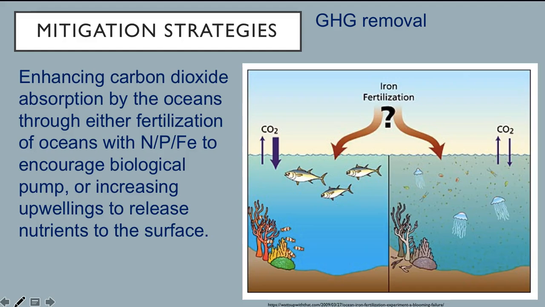Another mitigation strategy is to enhance carbon dioxide absorption by the oceans through either fertilization of oceans with nitrogen, phosphorus, or iron to encourage the biological pump, or increasing upwellings to release nutrients to the surface. Iron is one of the limiting factors in ocean productivity. Thus, the thought is that if you add iron to oceans, the ocean productivity will increase and CO2 will be removed from the atmosphere by the phytoplankton.